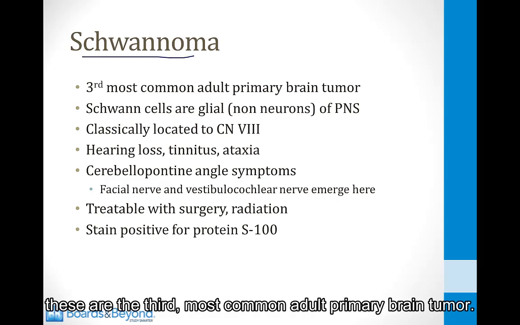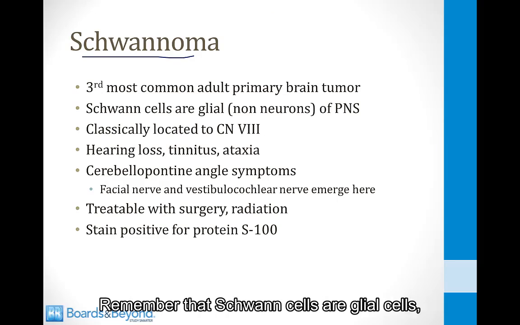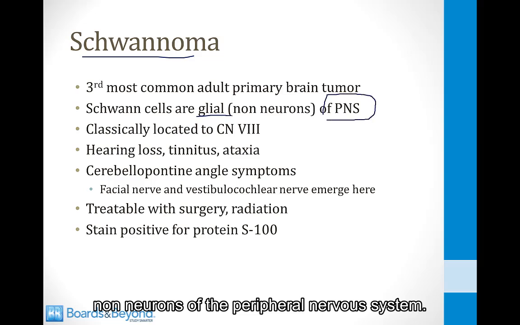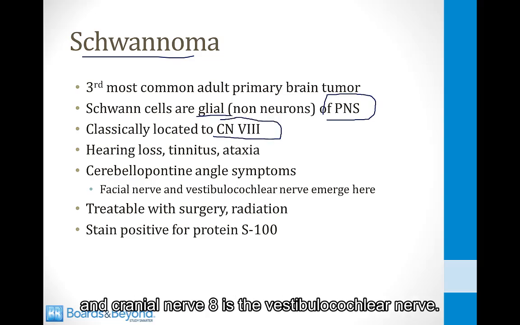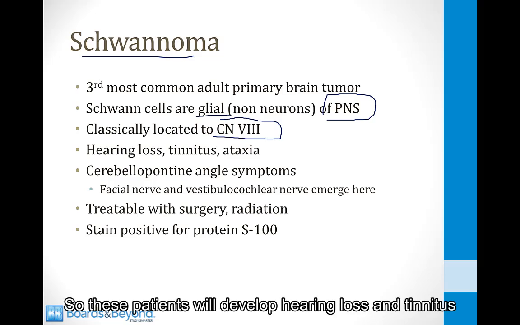These are the third most common adult primary brain tumor. Remember that Schwann cells are glial cells, non-neurons of the peripheral nervous system. So these tend to locate more peripherally. They're classically located on cranial nerve 8. And cranial nerve 8 is the vestibulocochlear nerve, so these patients will develop hearing loss and tinnitus and ataxia.